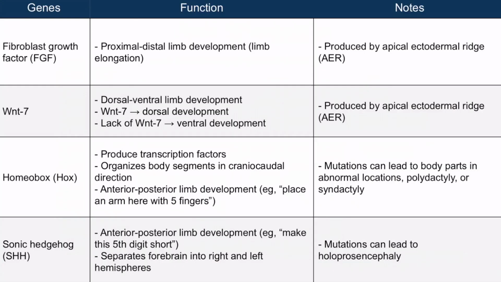We have 2 major genes that aid in anterior-posterior patterning, the homeobox or Hox genes and the sonic hedgehog genes. The easiest way to distinguish the 2 genes is to think of Hox genes as a gene important in creating body segments in the craniocaudal direction. For example, the Hox genes will indicate an arm should go here, and below that, you need to place the ribs, and then lower than that, you need to place the legs.